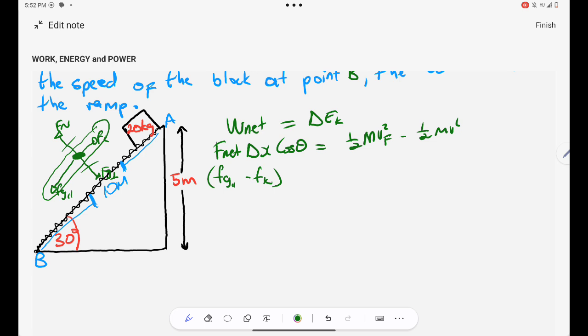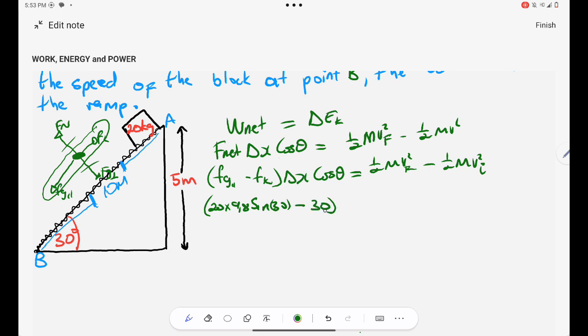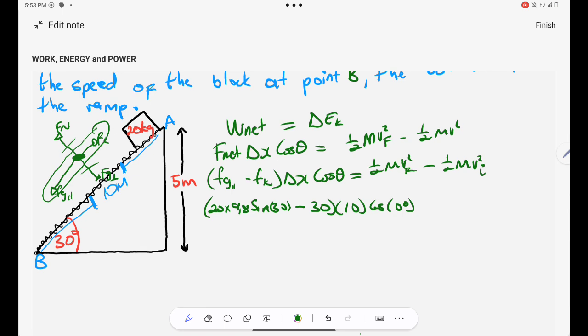So I simply have Fg parallel and kinetic friction multiplied by delta x cos of theta is equal to half mv squared minus half mv squared, né? That's final and initial. Fg parallel is just 20 multiplied by 9.8 sine of 30 degrees, minus the frictional force, which is 30 newtons, multiplied by 10 and the cos of 0 degrees. The F net, guys, is just down the incline, so it's in the direction of motion.